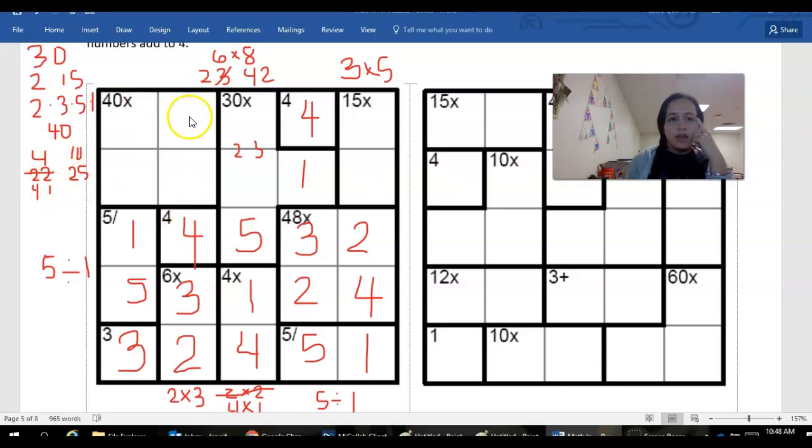So I'm looking at 4 can't go here because there's already 4 in this column. 4 can't go here because there's already 4 in this row, which means 4 has to be here. I'm looking at the 1. 1 can't go here because there's a 1 in this column. 1 can't go here because there's a 1 in this row, so no 1 here, no 1 here means 1 is up here. Now I got 2 and 5. So 2 can't go here because of the 2 in this column, which means the 2 would go up here, and that leaves 1 spot for my 5.